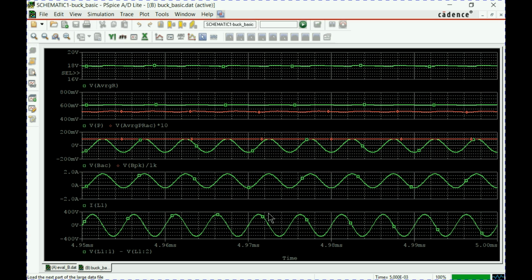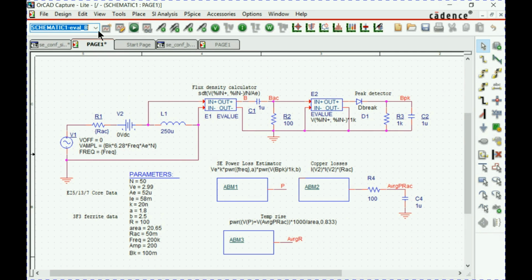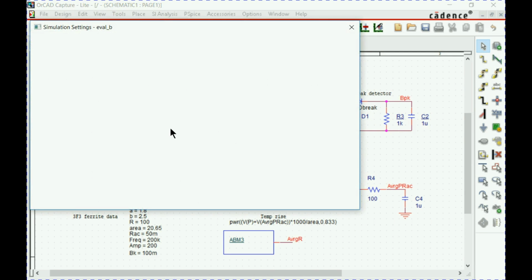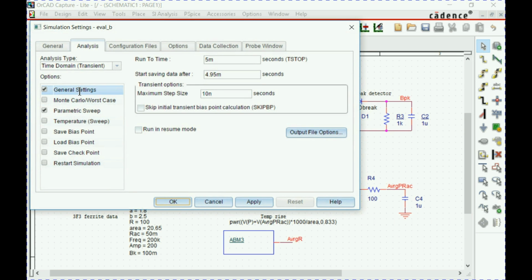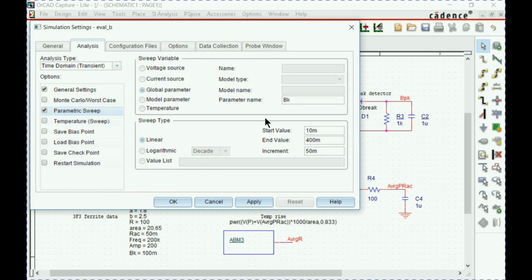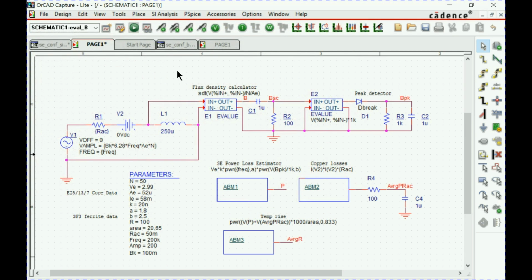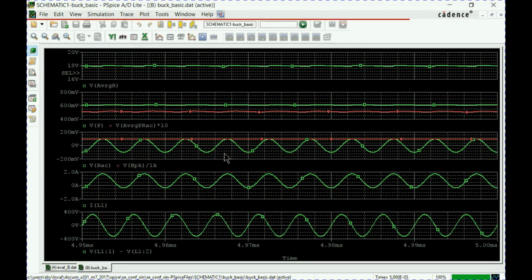Now, I can do a parameter run for a number of points. Let me do that. This setting, and let's have a look what it is. We see that I run it for 5 milliseconds, start to get the information from 4.25 milliseconds, so it's only the last 50 microseconds collecting the data. And the parameter here is the peak value. So I'm sweeping on the flux density, the peak value of the flux density from 10 millitesla to 400 millitesla with steps of 50 millitesla. Okay, so this is this setting, and let's have a look at it.